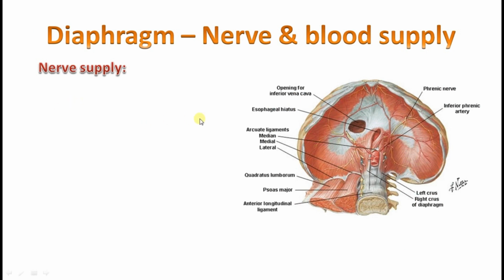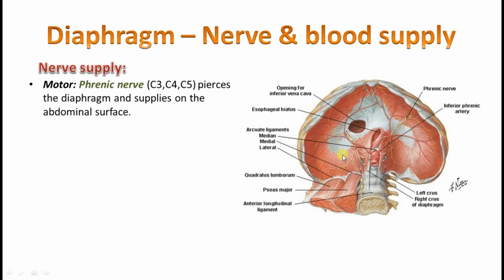The main motor supply to the diaphragm is by the phrenic nerve, root value C3, C4, C5, which pierces the diaphragm. As a rule, the left phrenic nerve pierces the left leaflet of the diaphragm and supplies the abdominal surface. The right crus gets nerve supply from both the right as well as the left phrenic nerve.